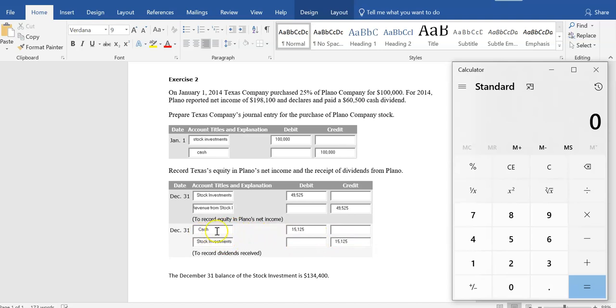Even though Texas Company did receive cash, they did lose a little bit of value in their stock investment for the amount of the dividend. Okay. And what ends up happening here is we started the year, or started after the purchase of that investment, with an investment value of $100,000. It was increased by $49,525, but it was then decreased by $15,125, leaving its investment balance at the end of the year in Texas Company's assets of $134,400.